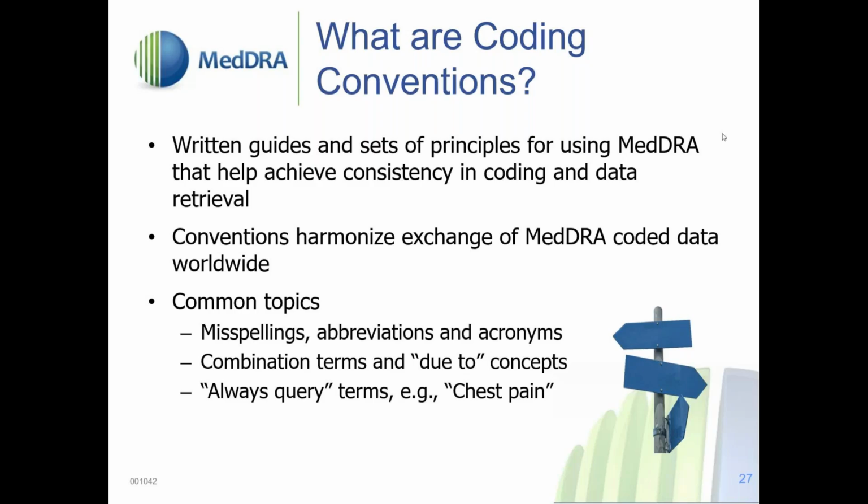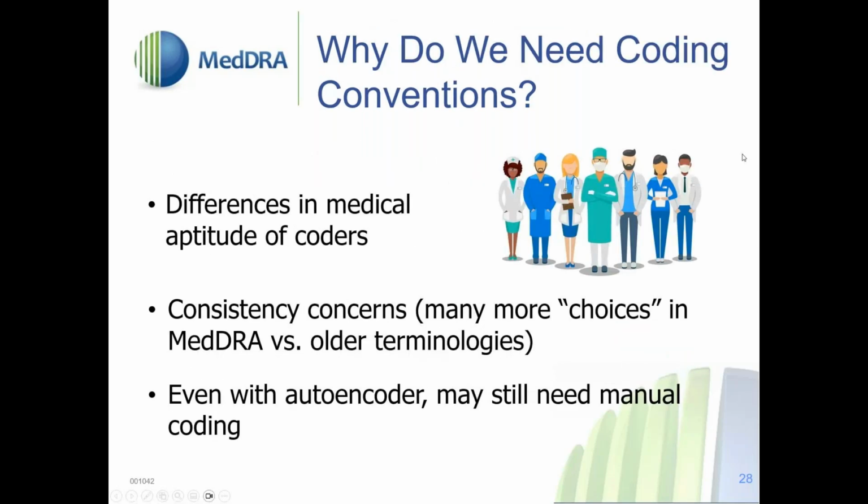So conventions include a wide variety of topics. And of course, some of the common examples: how to handle misspelled verbatims or abbreviations or acronyms, how to approach combination terms, when to query, when to avoid the autoencoding allowances, and so on and so forth. Conventions are an important tool for coders, especially when your team vary in their backgrounds and in their medical knowledge and in their experience. So since MedDRA, as we saw at the LLT level, offers a large number of options that you can choose from when you're selecting the LLT term, it becomes clear that coding conventions can be a really important tool for the team.